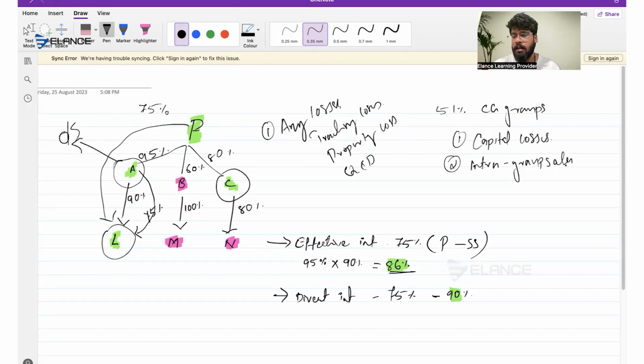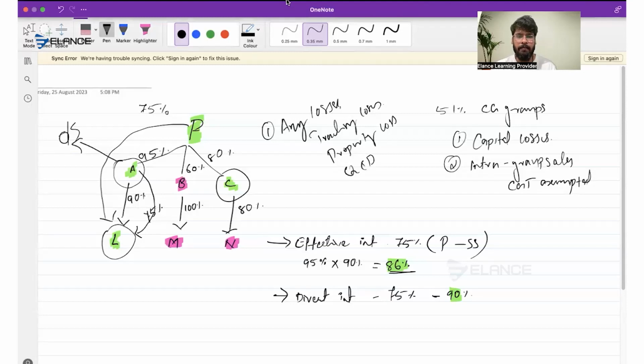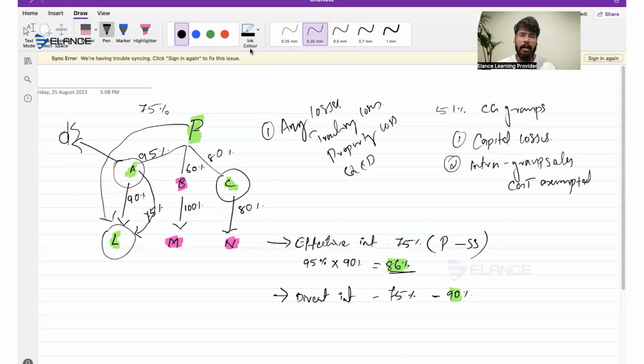Intra-group sales are CGT exempted. Which means if any CGT group members make any sales between them, even if an actual gain arises, that will be exempted from CGT. They don't need to compute CGT on that gain. That will be completely exempted. Yes, no gain, no loss basis. We can call them tax neutral disposals. So CGT group companies can make the transfers or sales on a tax neutral, no gain, no loss basis.